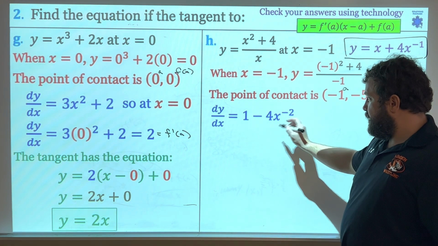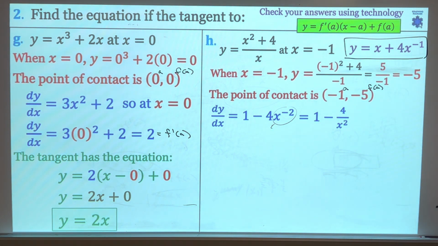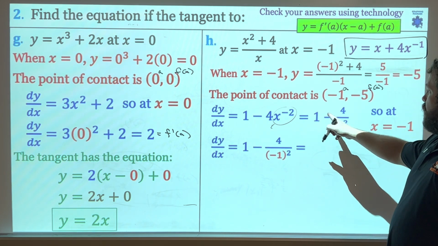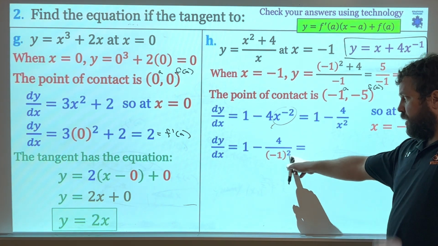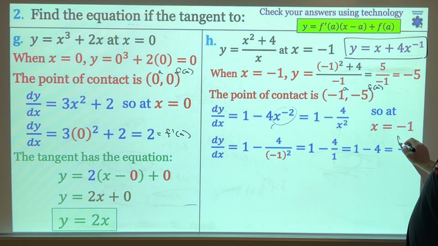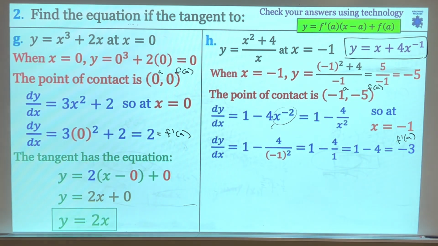Obviously, you can rewrite this because this is x to the negative 2. You can put that in the denominator and it's 1 minus 4 over x squared. Why would I do that? Well, I want to find f prime of a. So I'm going to plug in a negative 1 for x. 1 minus 4 over negative 1 squared. Negative 1 squared is 1. So it's 1 minus 4 divided by 1. 1 minus 4, which is negative 3. And that is my f prime a. Got it?